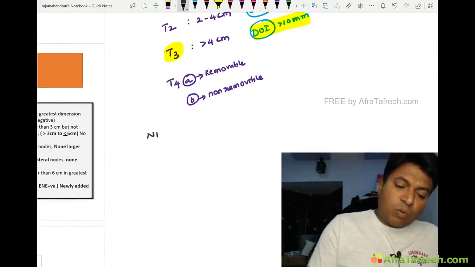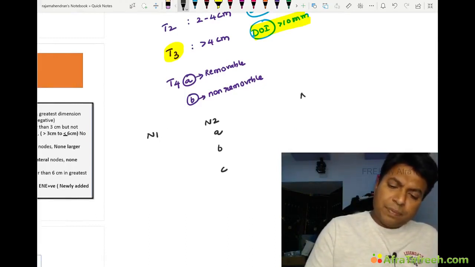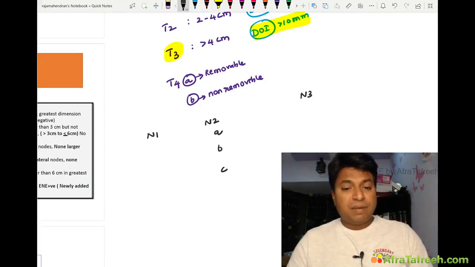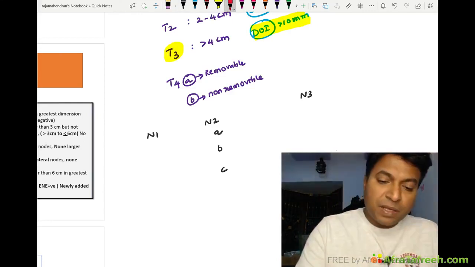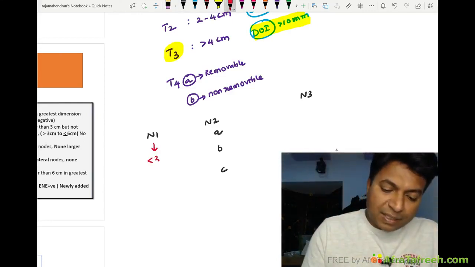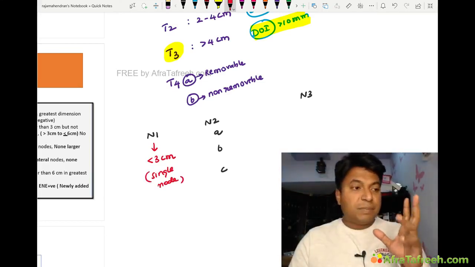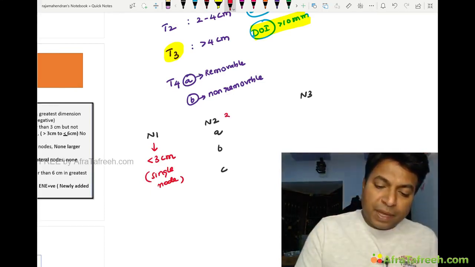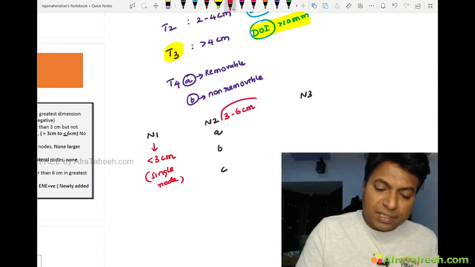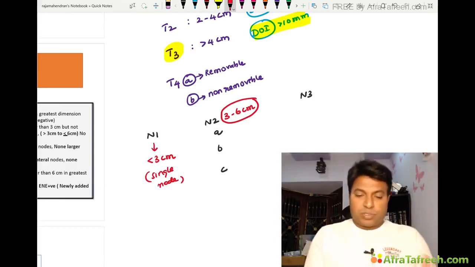Similarly, N staging: N1, N2A, N2B, N2C, then N3. Very simple staging, but definitely you will get an exam question from this because this has been asked 2 to 3 times in the exam. So N1 is a single node less than 3 centimeter. N2 is for 3 to 6 centimeter size nodes.